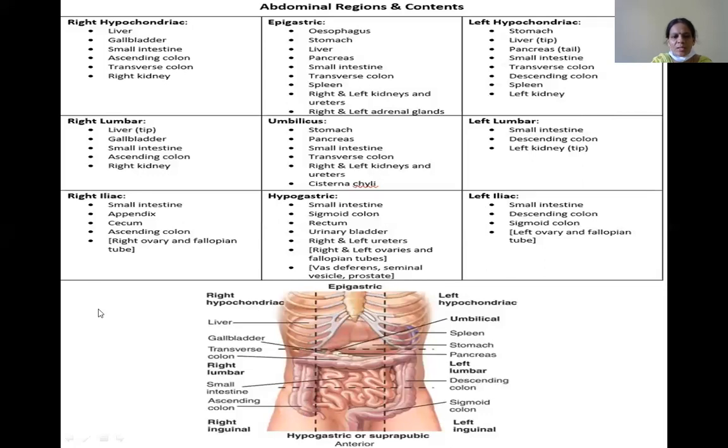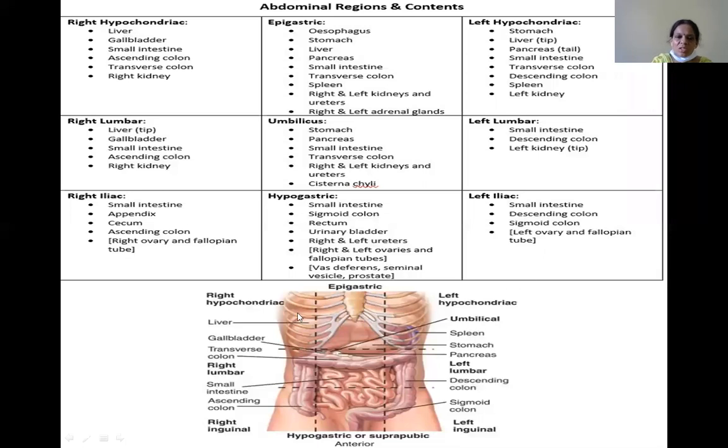Here, this is the right iliac region. What are the structures present here? Small intestine, appendix, cecum, ascending colon, right ovary, and the fallopian tubes. Here in the hypogastric region, the different structures present are the small intestine, sigmoid colon, rectum, urinary bladder, and right and left ureters. And in the left iliac region, what are the structures here? Small intestine, descending colon, sigmoid colon.